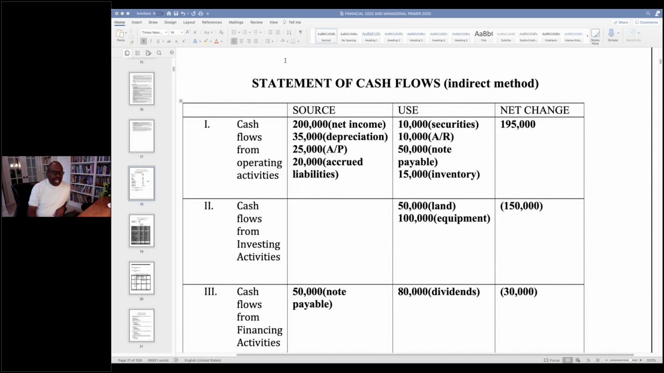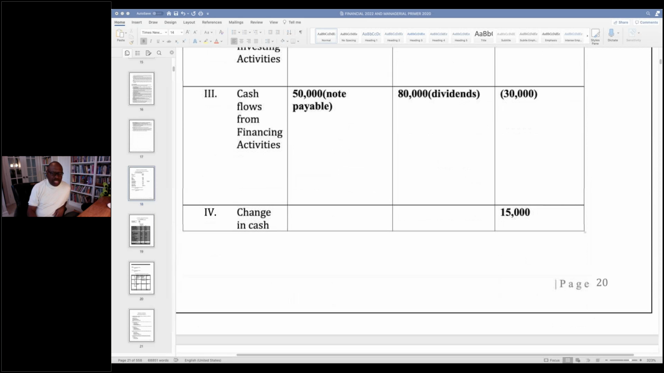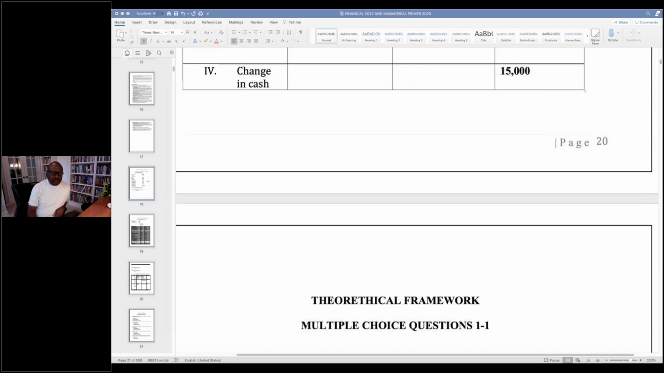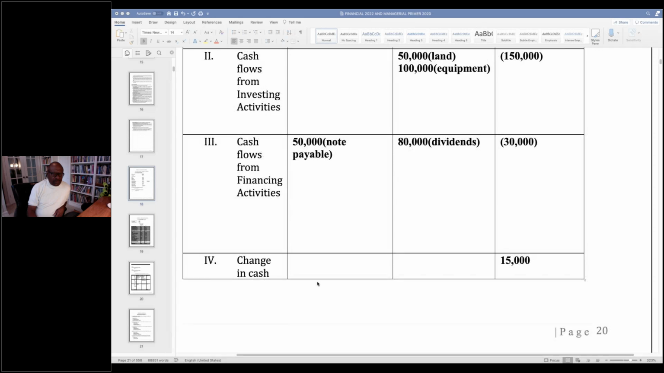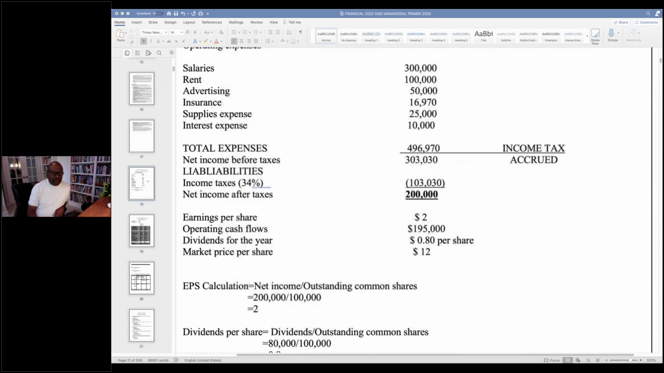And then the statement of cash flow, four parts: cash flows from operations, investing, financing, and the change in cash. Okay. So these are the statements that you'll be preparing.